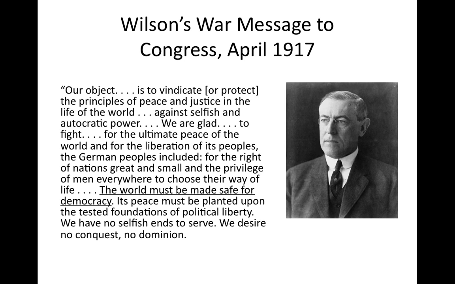So for Wilson, at least in this speech and in many others he gave, the best reason for the U.S. to go to war was to protect the democracies that were being threatened in Europe, to continue our mission to spread democracy around the world.